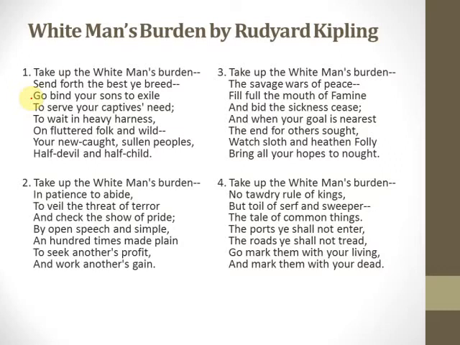Last stanza. Take up the white man's burden, no tawdry rule of kings, but toil of serf and sweeper, the tale of common things. The ports ye shall not enter, the roads ye shall not tread. Go mark them with your living, and mark them with your dead.